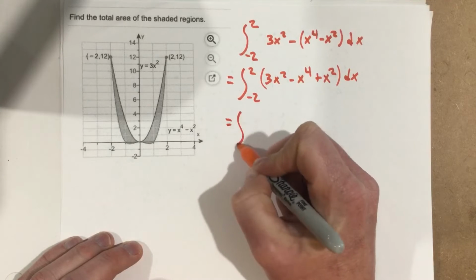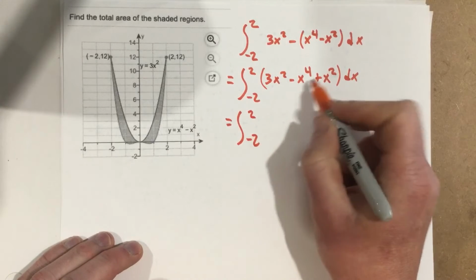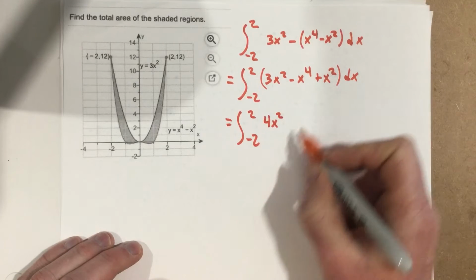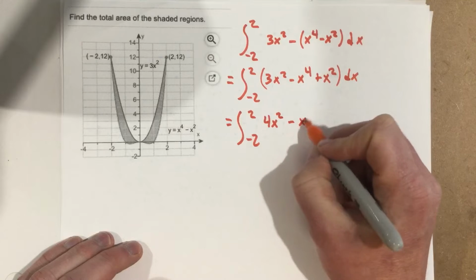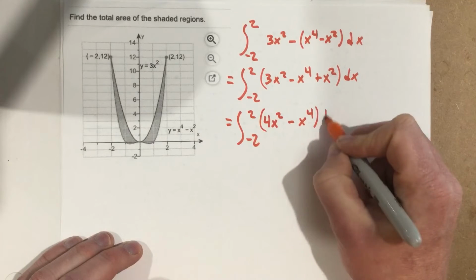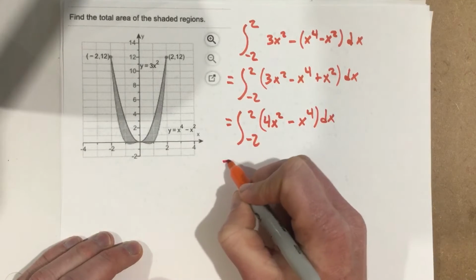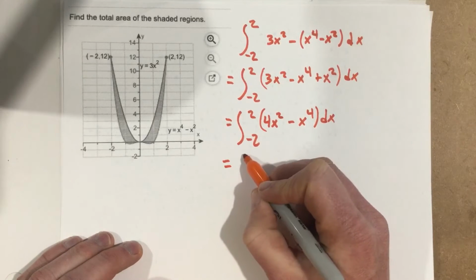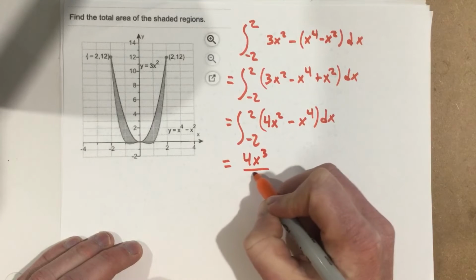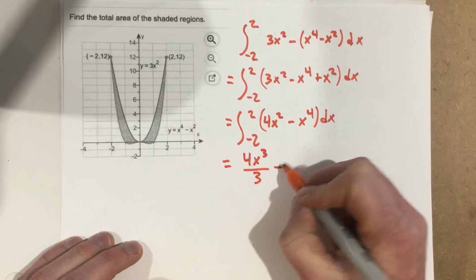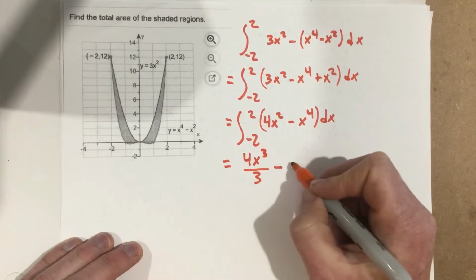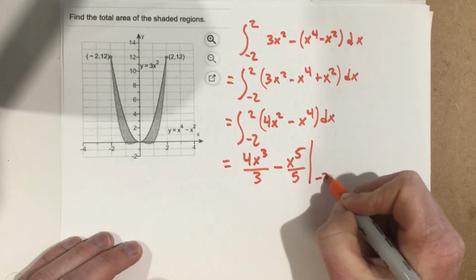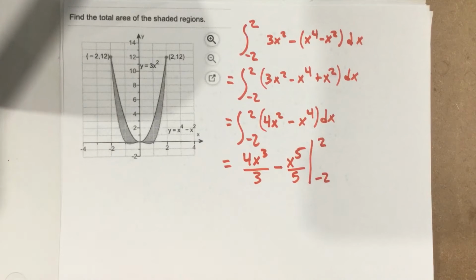So that equals the integral from -2 to 2. Add the x squared with the 3x squared, I get 4x squared minus x to the fourth dx. I integrate now, add 1 to the power, divide by that, so that's 3 divided by 3, so I get 4x cubed over 3, minus, add 1, that's 5, divide by it, so that's x to the fifth over 5, and I'm going to plug in my lowest x value and my highest x value.